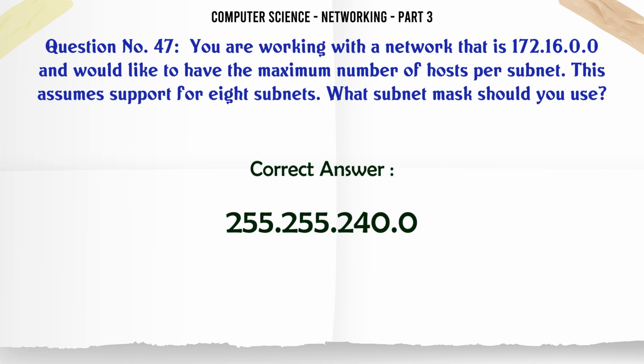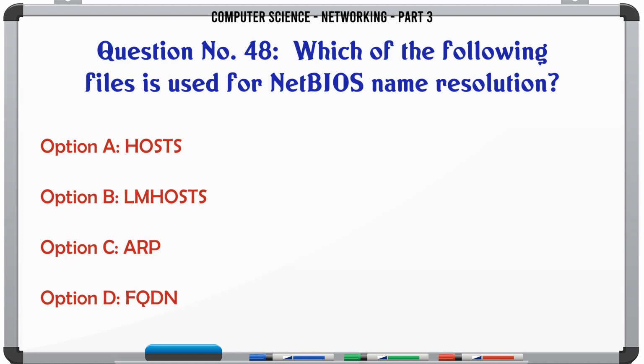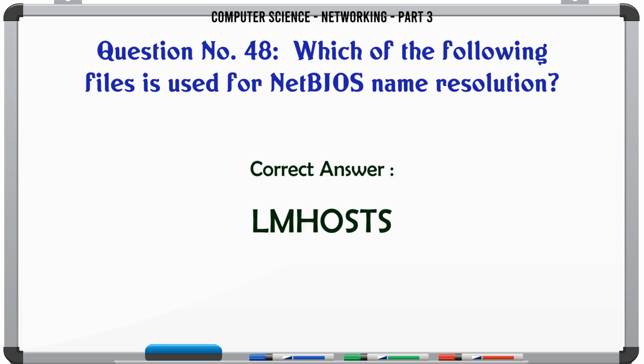255.255.240.0. Which of the following files is used for NetBIOS name resolution? A. Hosts. B. LMHOSTS. C. ARP. D. FQDN. The correct answer is LMHOSTS.